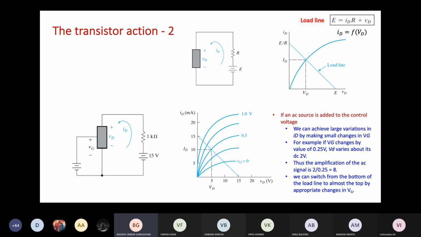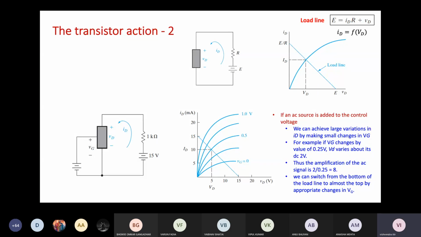Sir, in reverse bias, do we also get the same graph, or do we get something different? If here we put the transistor in forward bias, sir... If we put the transistor in reverse bias, then what happens?